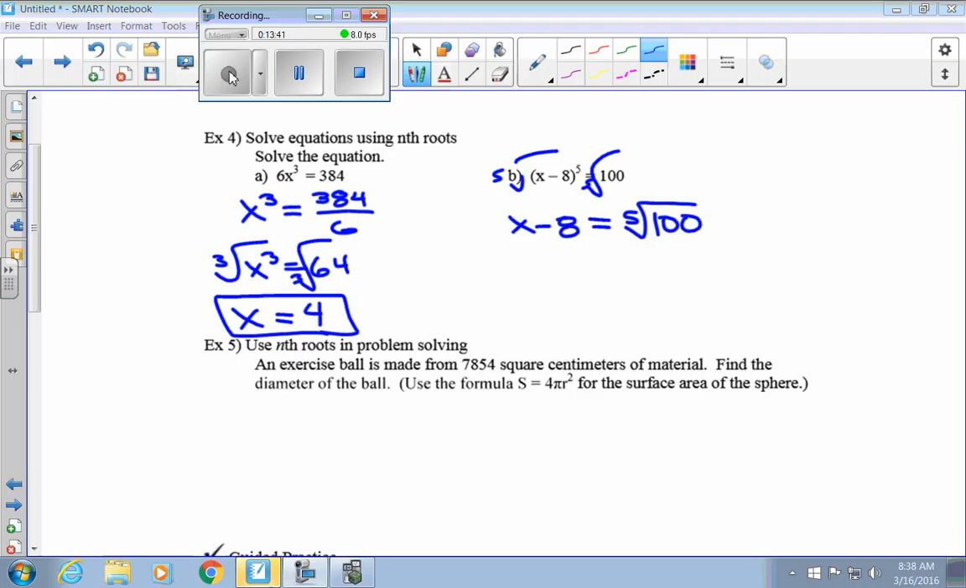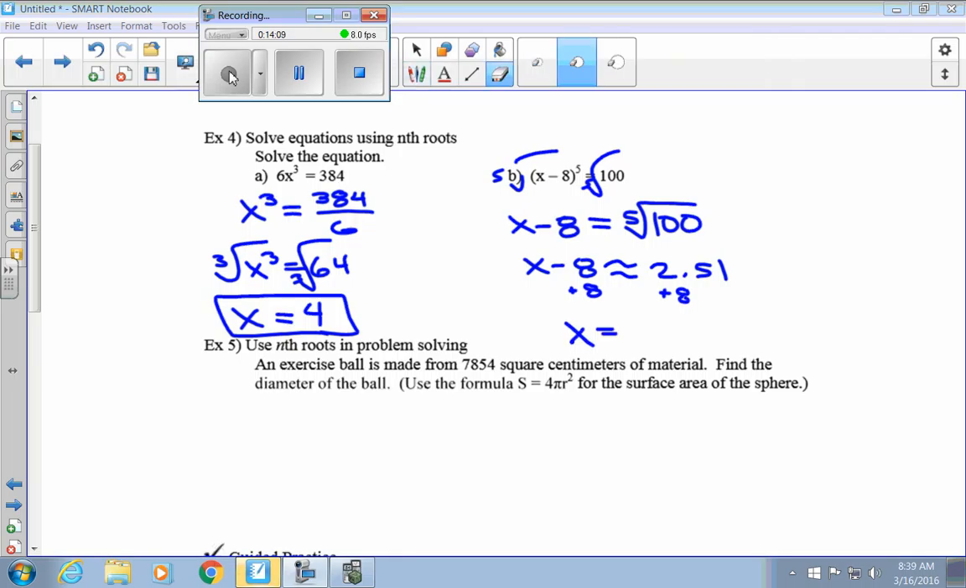So we have the 5th root of 100. So we're going to take the 5th root of 100, which is approximately 2.51. Now notice it's not an equal sign anymore because it doesn't equal 2.51. It's approximately 2.51. So now we're going to add 8 to both sides. And so our x is going to be approximately 10.51.